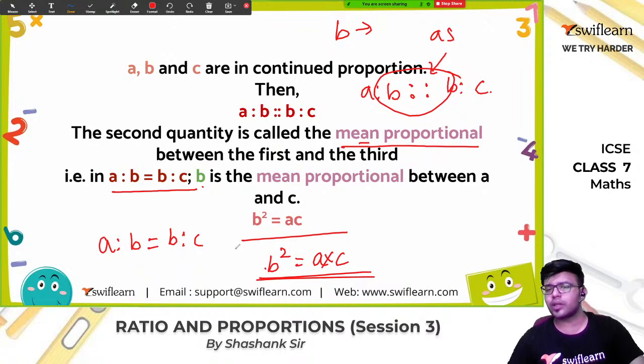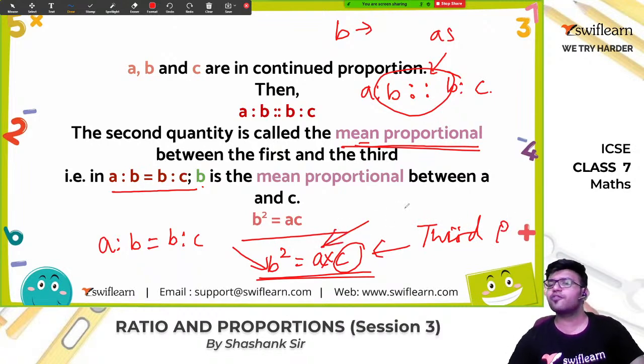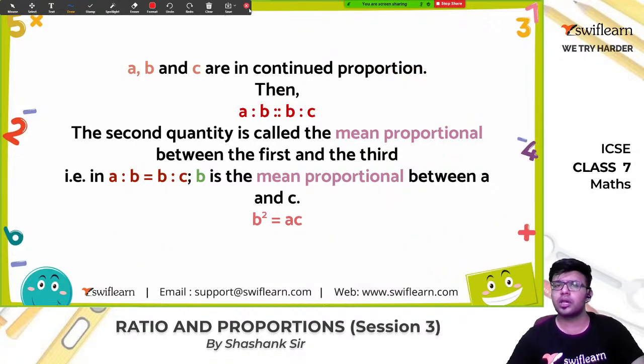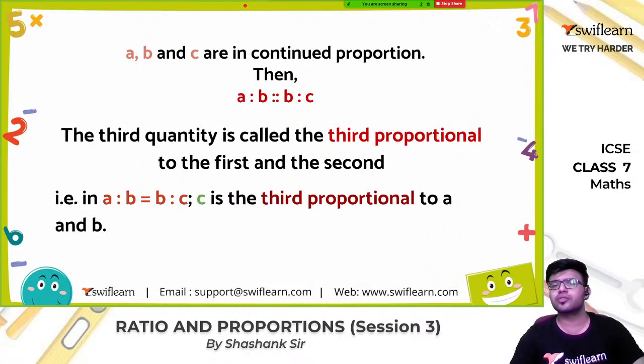So B को क्या बोलते हैं? B को हम बोलते हैं mean proportion and C को बोलते हैं third proportional, okay, and first proportional. A को we call it as first proportional. First proportional, third proportional, mean proportional. Yes, based on this, we will be solving. देखो यहाँ पे, the third quantity is called third proportional. The first quantity is called first proportional.